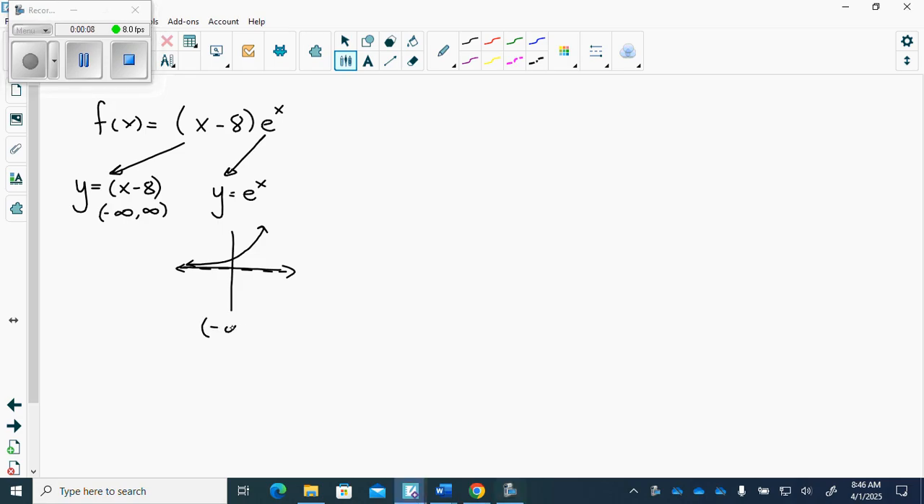Negative infinity, positive infinity. So remember, when we multiply two functions, the graph exists where the domain exists in both graphs, correct? Well, both of these are negative infinity, positive infinity. So what is the domain of this function? Negative infinity, positive infinity. So when we do our intervals for concavity and intervals of increase, decrease, we're going to have a full number line with arrows.